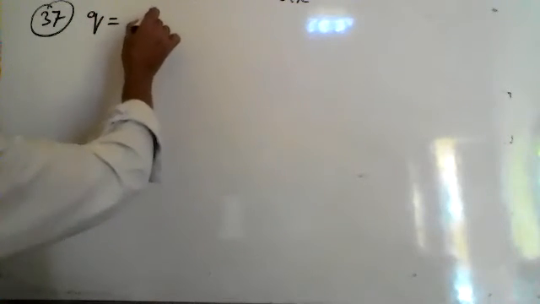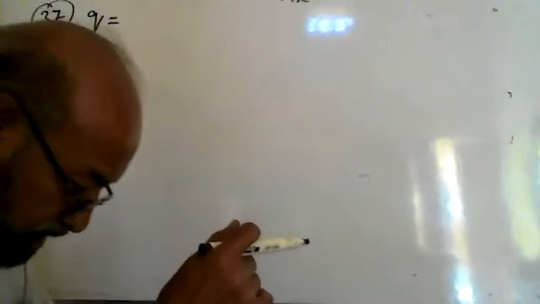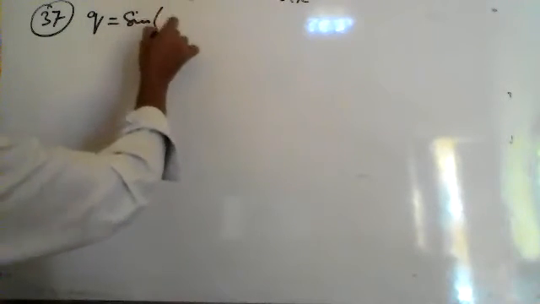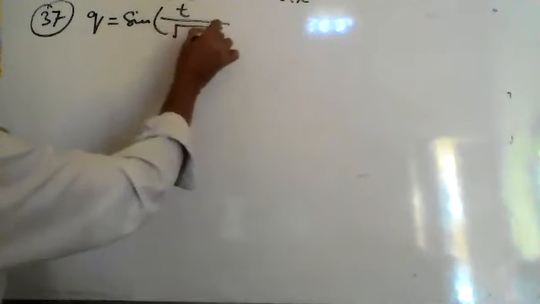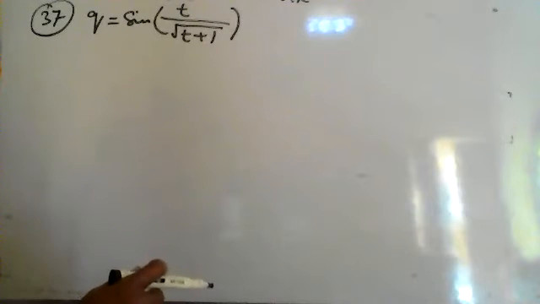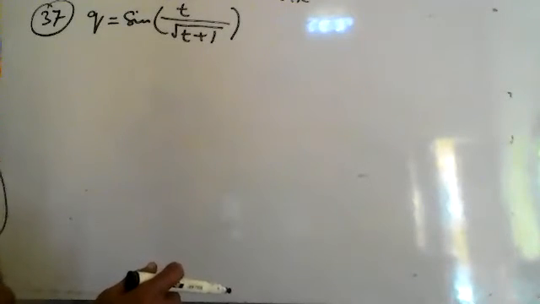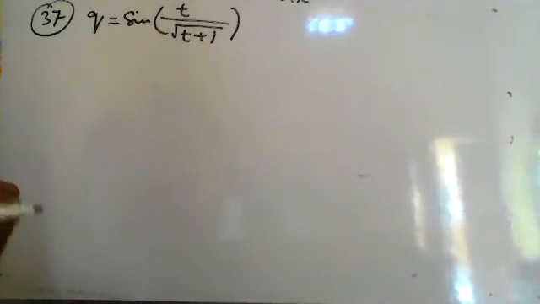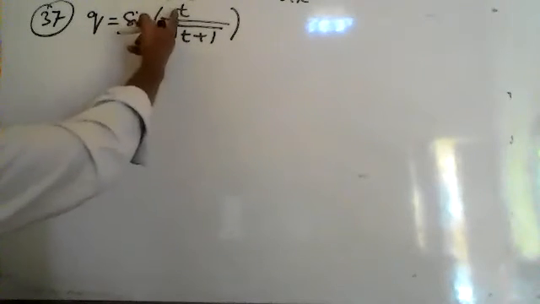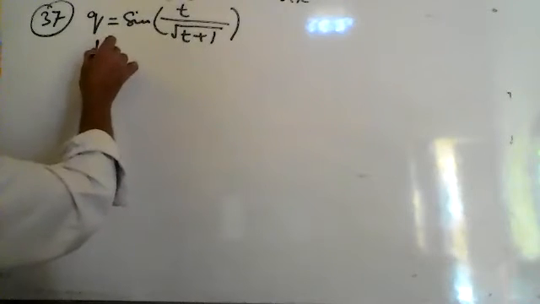Question number 37. Q is equal to sine of t upon root t plus 1. So dq upon dt, q is a function of t. So we will find the dq upon dt.